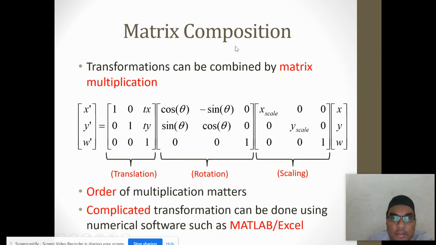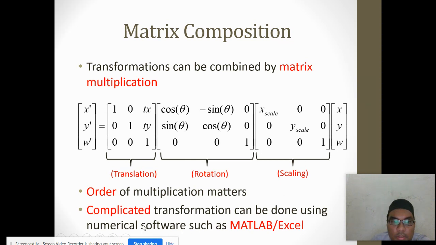Okay, so this is the matrix composition. Transformations can be combined by matrix multiplication. For example, you want to involve three transformations: a translation, rotation, and scaling. What you must do first is consider the order of the multiplication. You must solve this first: the translation and rotation first, and then later you have a new matrix here. Then you can do the scaling.